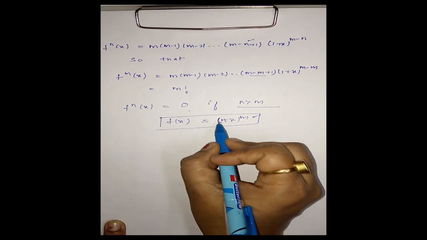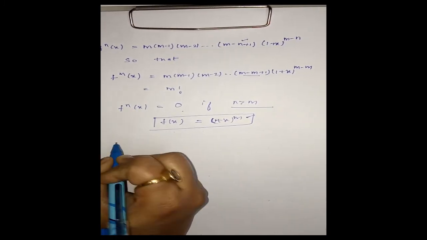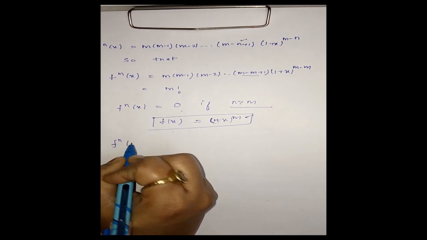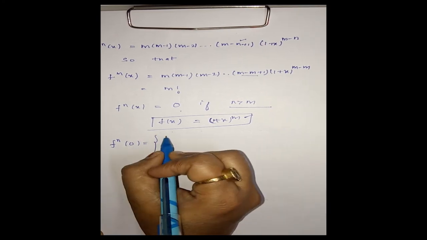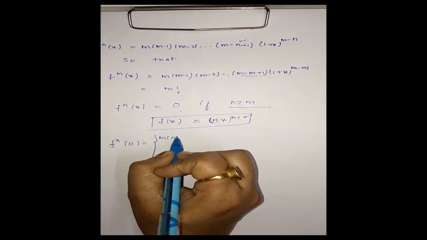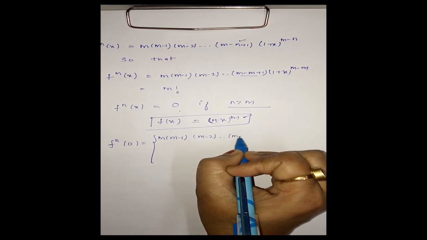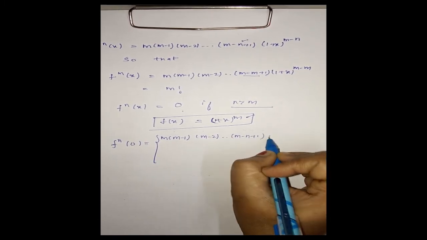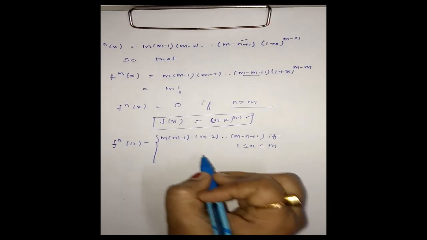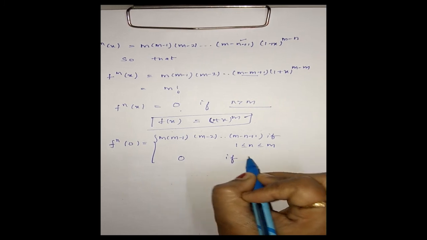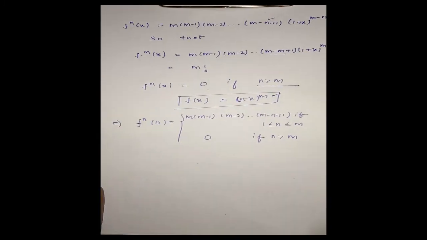Is it clear? Therefore, we have f^(n)(0) is given by m(m − 1)(m − 2)...(m − n + 1) if n lies between 1 and m, and it is 0 if n is greater than m. Okay, this is f^(n)(0).